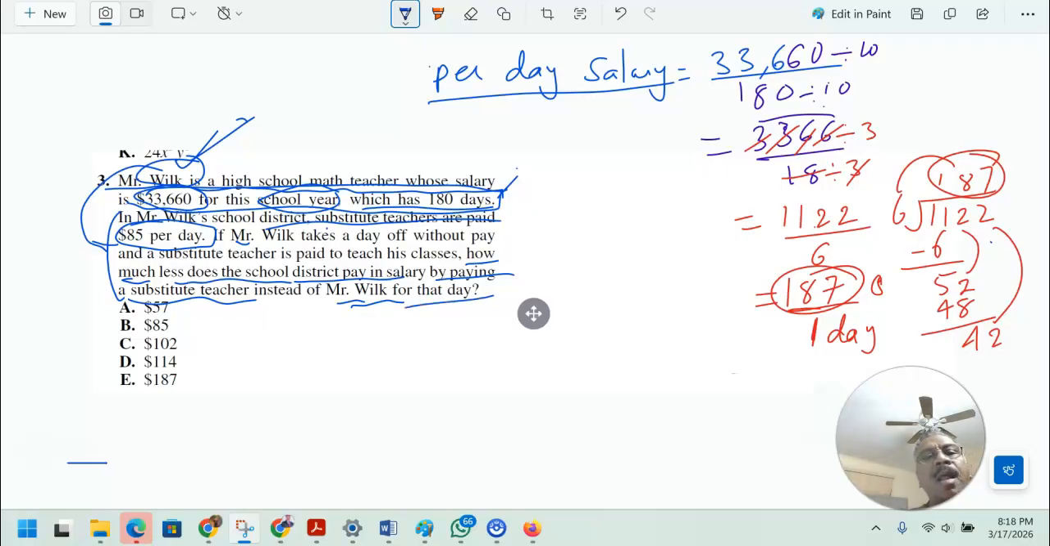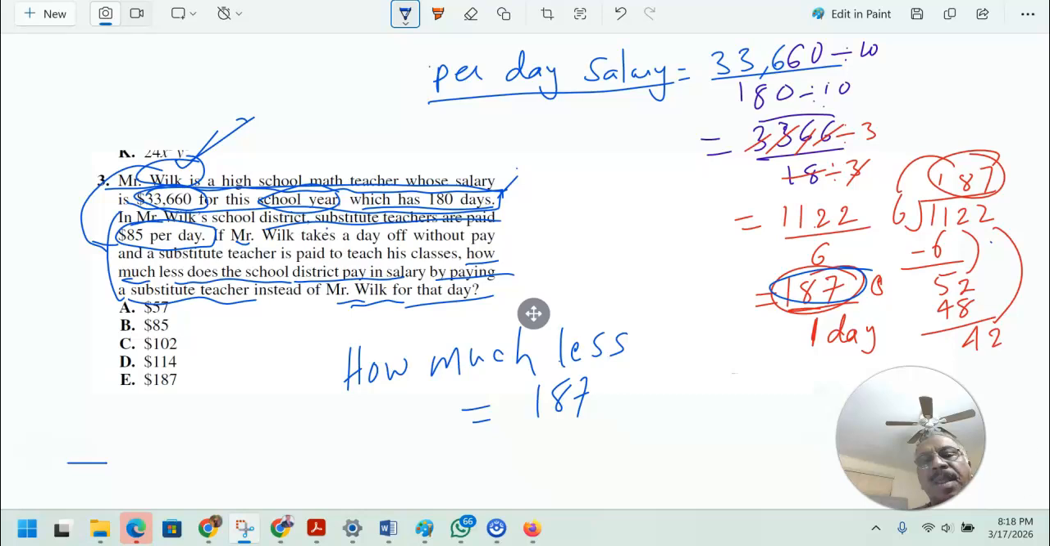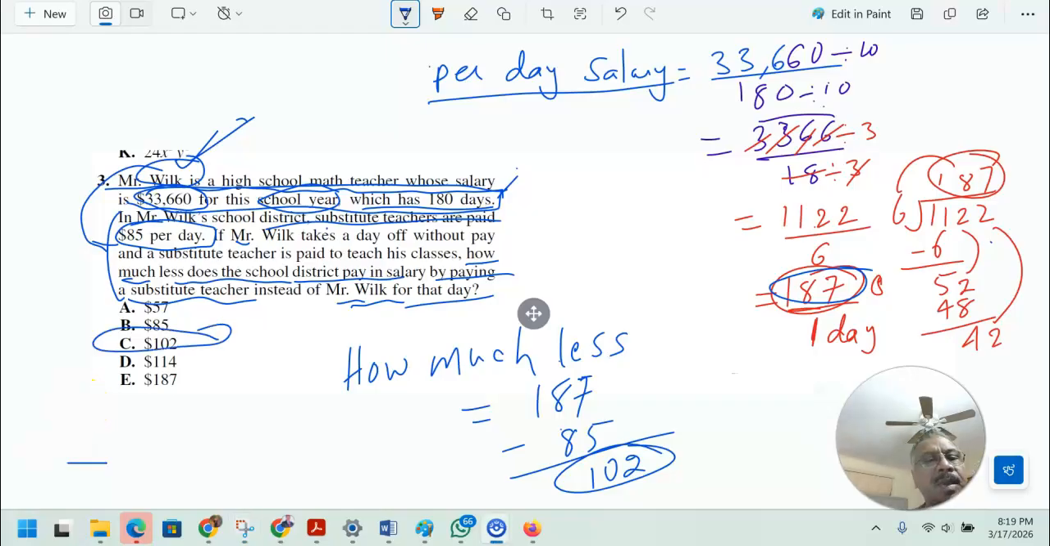So basically, that means how much less. So how much less basically means Mr. Wilk's salary per day is 187, and you have to take away a substitute teacher salary, so minus 85, and if you do this, you get 102, and that's how you get 102 is the answer. Yeah, let's go to the next question.